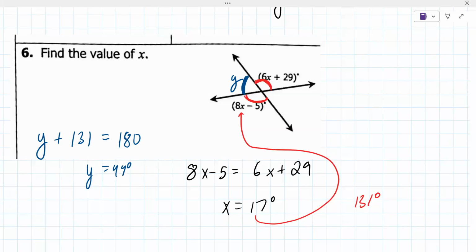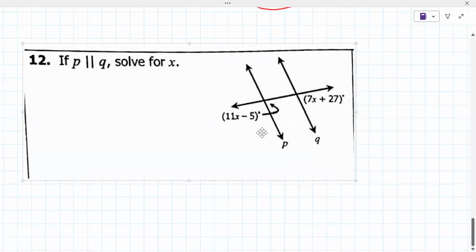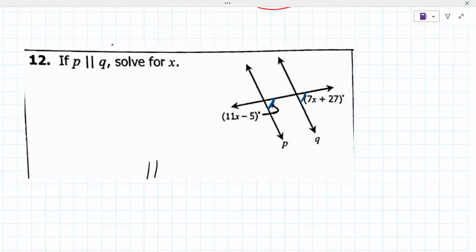All right, last problem here. This one maybe looks a little odd, but are these angles, and again, this angle right here is pointing to this position right here, congruent, or do they add up to something? They're congruent. They're corresponding. So go ahead and solve this equation for us, please.